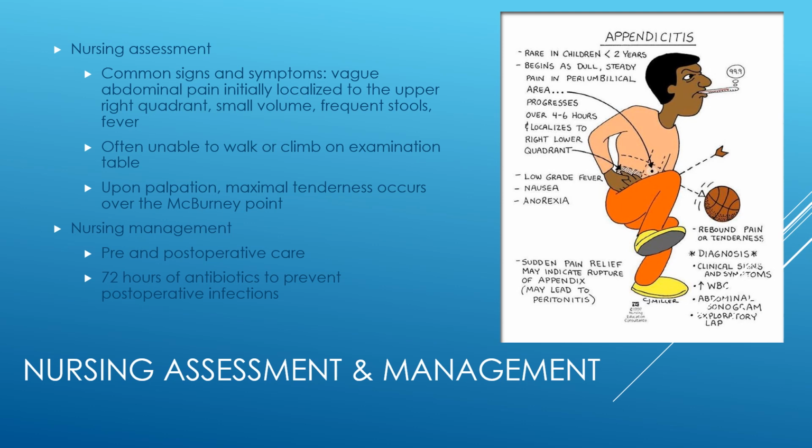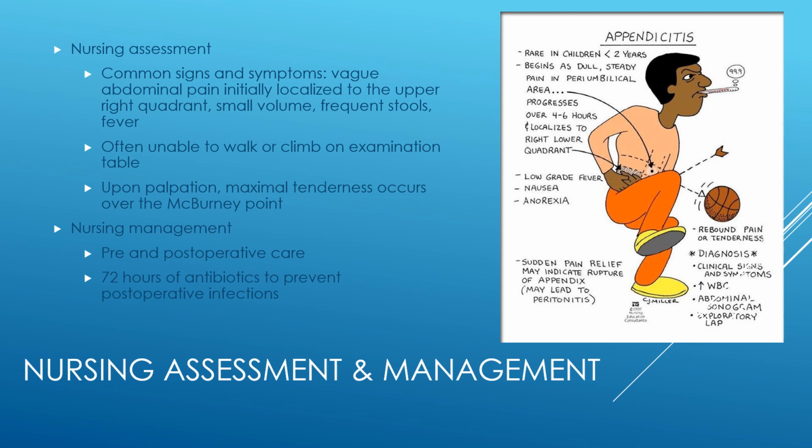As far as nursing assessment, common signs and symptoms include vague abdominal pain, initially localized to the upper right quadrant, small volume, frequent stools, and fever. If the patient's pain subsides, we have a problem, as we would be concerned that it perforated and we need to notify the physician immediately.